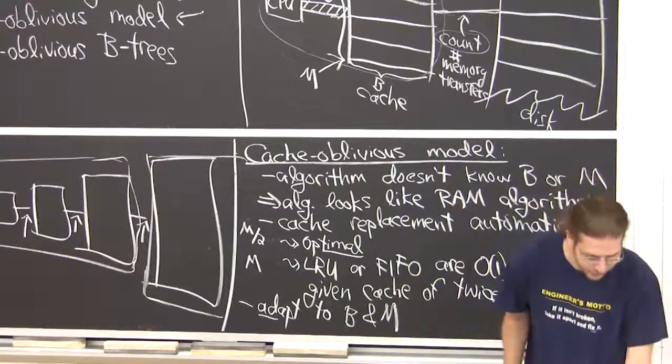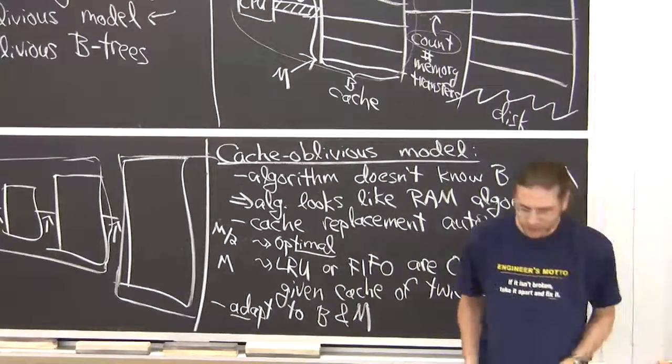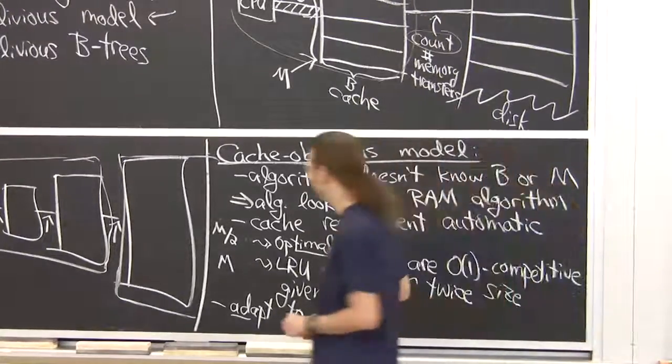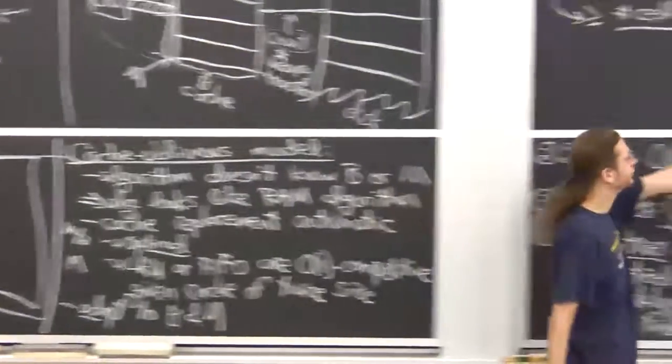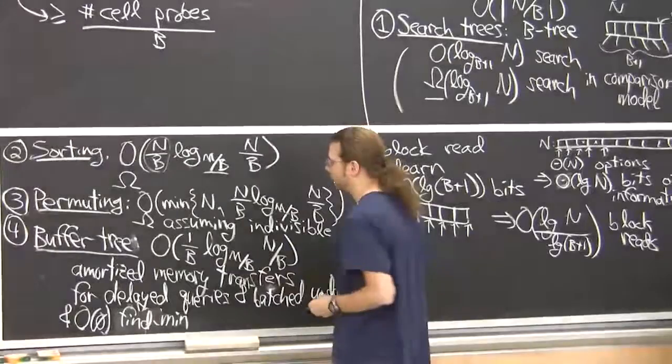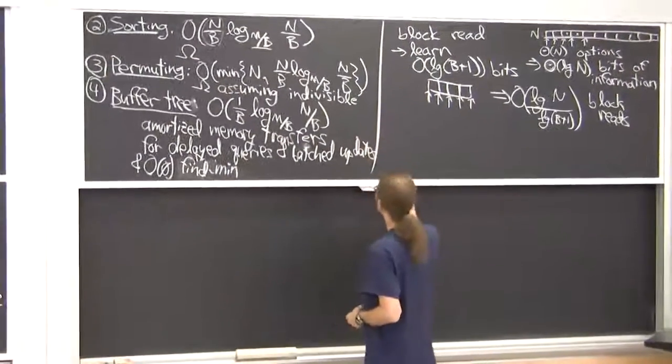In some sense, the most surprising thing about the cache-oblivious world is that it's possible. You can work in this model and get basically all of these results. So let me go over these results.